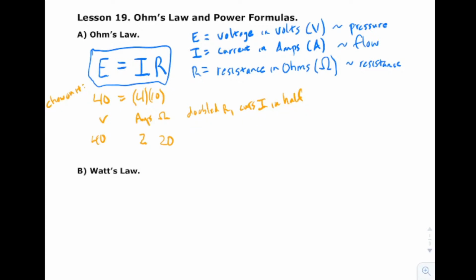Or let's say I did something like this. Maybe instead of doubling the R, I cut the R in half. So let's say I made the 10 into a 5. Well, if I'm going to equal 40 volts, then this all of a sudden has to be an 8. So that 8 times 5 will still be 40. Now, this is assuming that you keep the same pressure. You apply the same pressure E. So what I do here, I halved the resistance. That doubles the current. And again, that's if you keep the pressure the same.